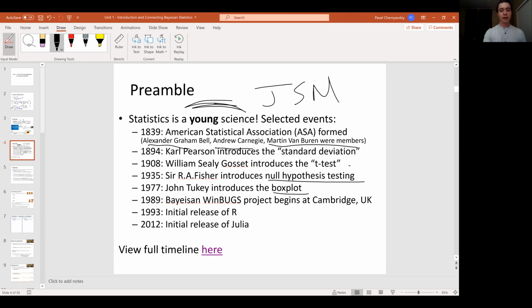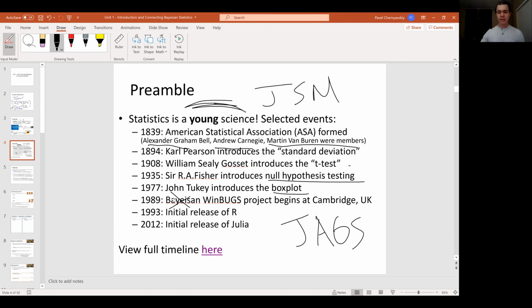That's a misspelling, and I misspelled a key word there, guys. If this was an in-person teaching, then I would definitely expect people to be yelling at me for that. So that is not how you spell Bayesian. However, when I was going through this, in 1989, the Bayesian WinBUGS project begins at Cambridge. WinBUGS is probably the most popular Bayesian analysis software out there. It's possible that JAGS is now catching up in popularity, but WinBUGS was the tool to do Bayesian analysis for a very long time.